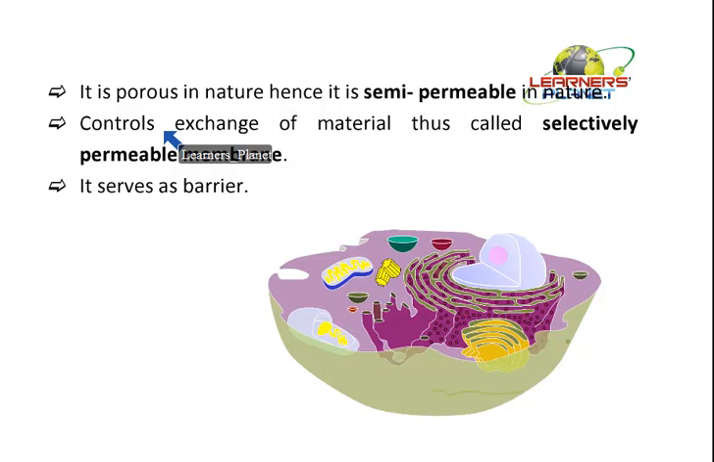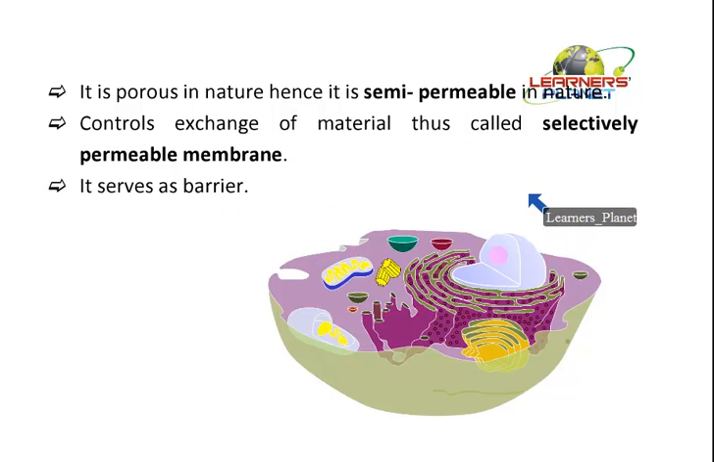Or any molecule can come as a guest inside? No, it is always in a controlled manner. Only specific molecules are going to cross this semi-permeable boundary, and this is the reason why we call it a selectively permeable membrane. Definitely, such properties, which serve in a controlled manner, make it a barrier.